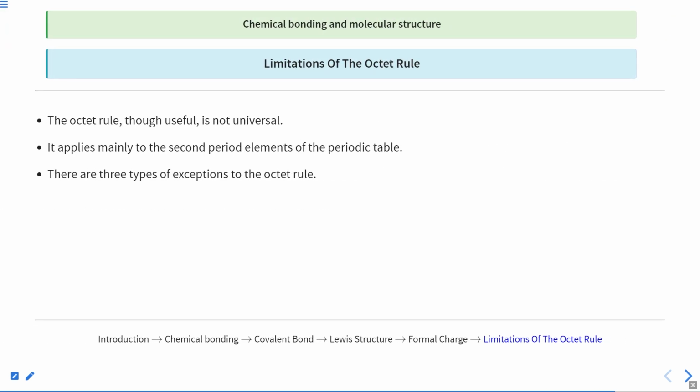Now, limitations of the octet rule. Again, why did this octet rule fail? First of all, the structure is not defined. Although it is called the Lewis dot structure, where is the spatial arrangement, right? Second, there are many exceptions to this octet rule, and when you go to higher and higher elements, your octet rule will be ruined.